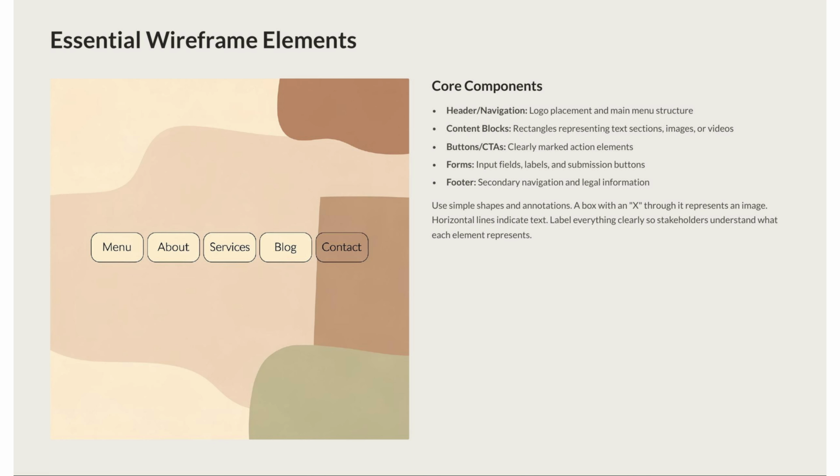Essential wireframe elements include core components like headers for logo and navigation, content blocks for text, images, or videos, and buttons for calls to action. Forms consist of input fields and submission buttons, while footers provide secondary navigation. Use simple shapes and clear labels to ensure stakeholders understand each element's purpose.